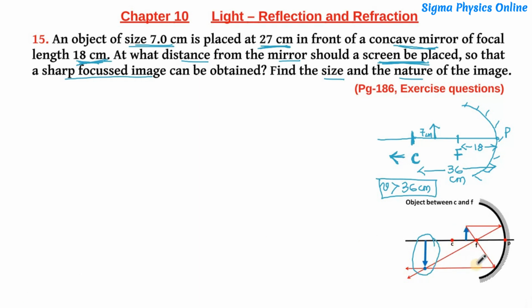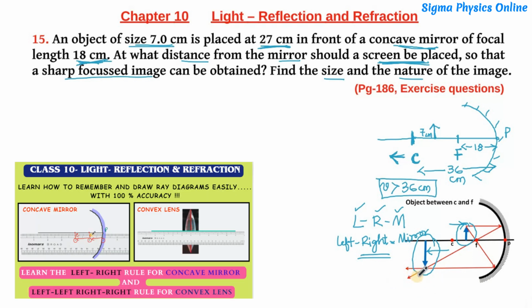Now, if you have difficulty in remembering the ray diagrams for this position of the object, please recall the LRM rule, which stands for left, right, mirror rules, that I have already taught you in one of my videos. That is, if the object lies to the right of the center of curvature, the image will be formed to the left of the center of curvature in case of a concave mirror. And if the object lies to the left of the center of curvature, then the image will be formed to the right of the center of curvature in case of a mirror. So this is the LRM rule. If you have not watched that video, please go and check that out.